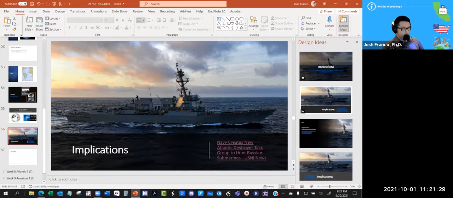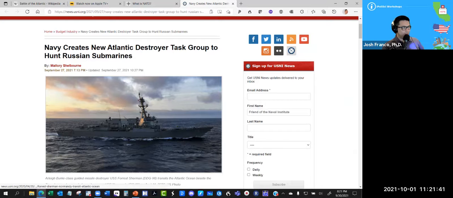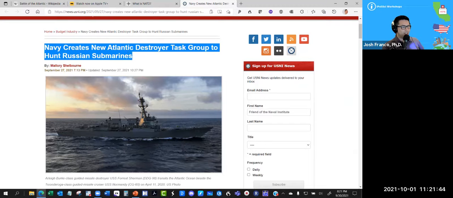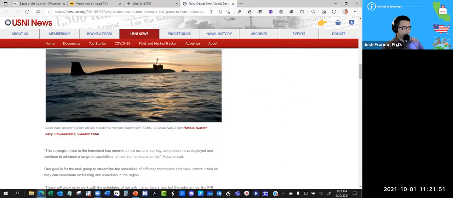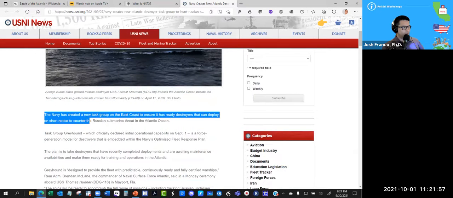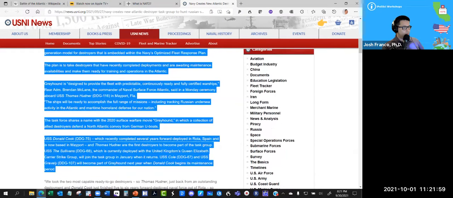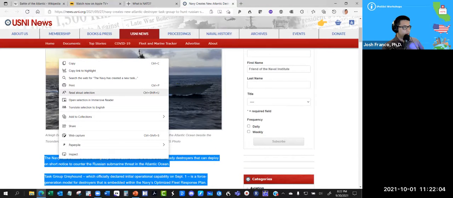So I came across this article that I want to go ahead and share with us. And this was in the U.S. Naval Institute's news website. And it just was published as I was collecting resources for this article. It says Navy creates new Atlantic destroyer task group to hunt Russian submarines. So let's go ahead and have this play for us, because obviously in my mind it's pretty interesting, and gives us a sense of the implications of how these broader themes play out over time. So go ahead and move this through here, and we'll go ahead and put it out loud.